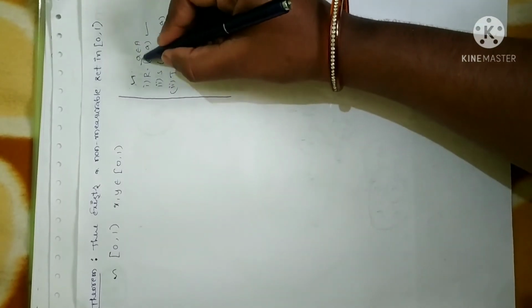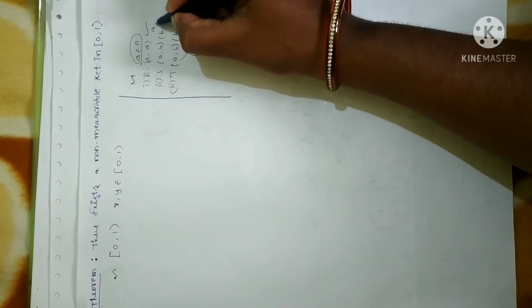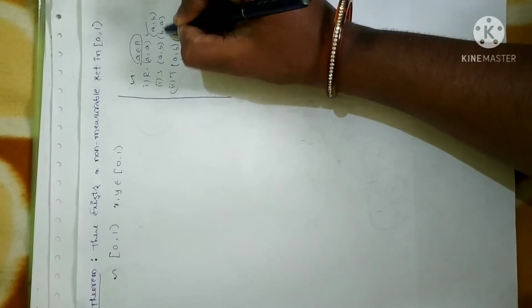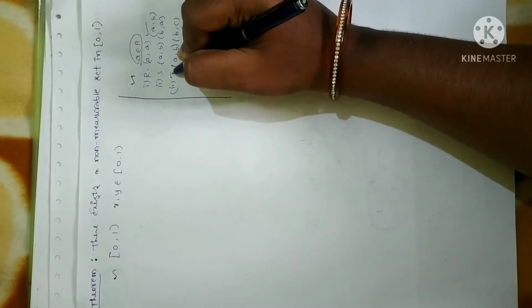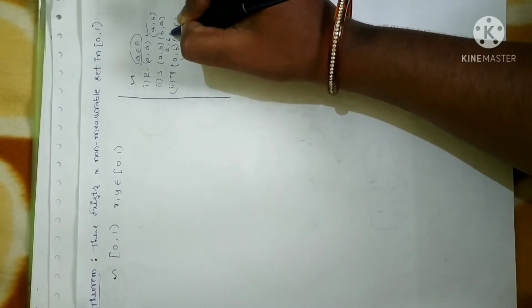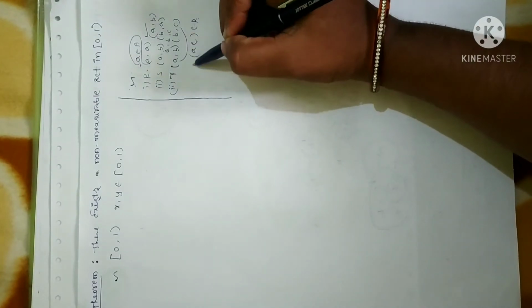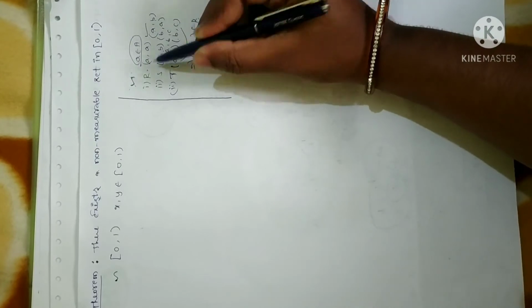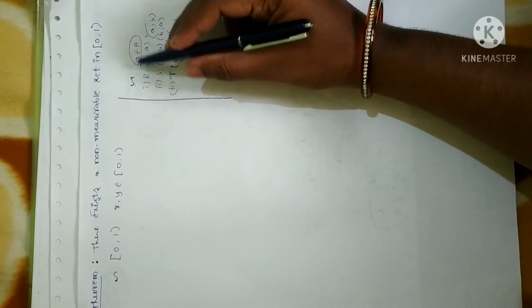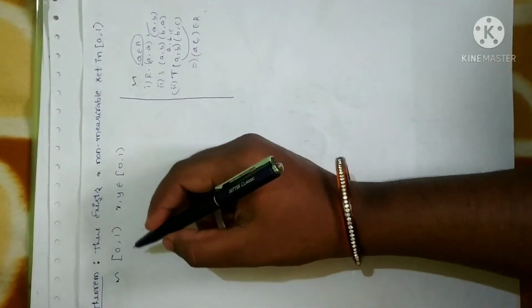So remember, for reflexive you take one element, for symmetric you take two elements in a given set, and then we check whether (b, a) is there or not. Next, for transitive we take three elements, as I said. So a, b, c: we check that if (a, b) and (b, c) are there, then (a, c) should exist in the given relation. If all these three conditions are satisfied, we can say it is an equivalence relation.